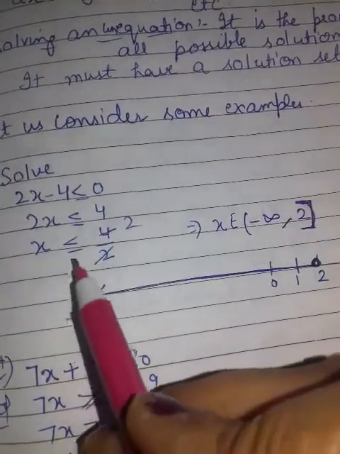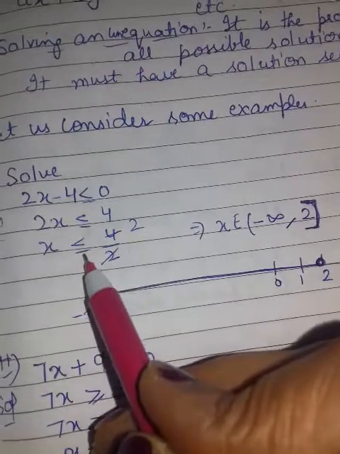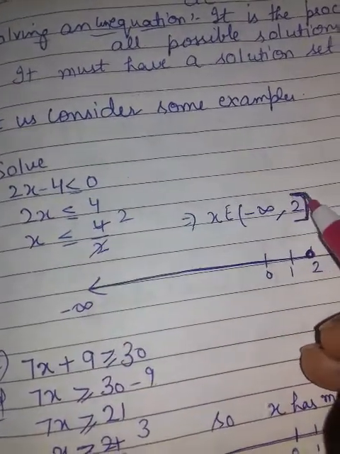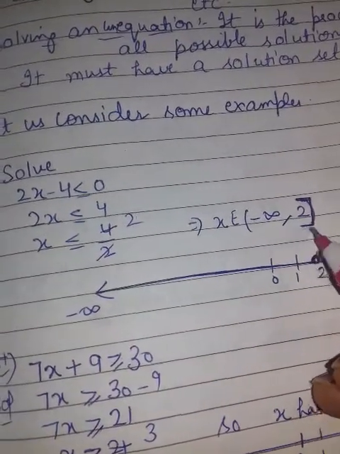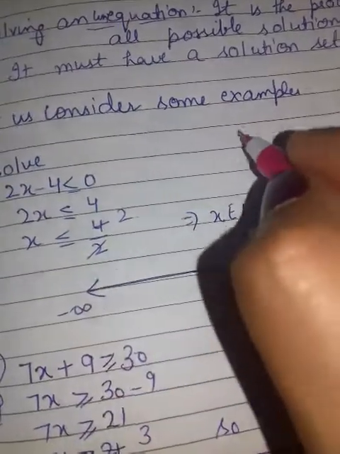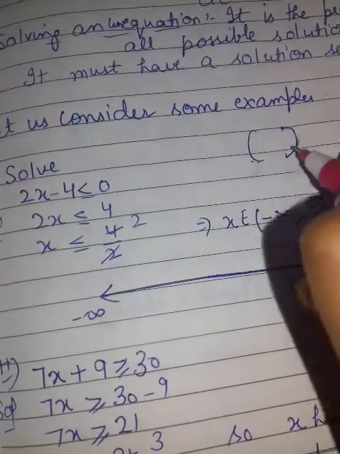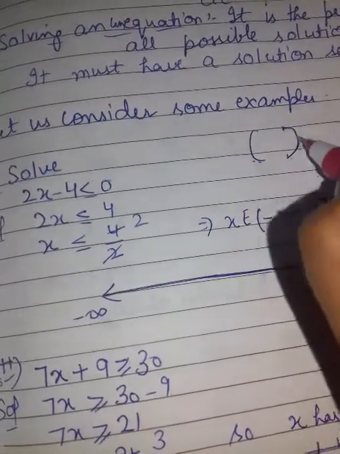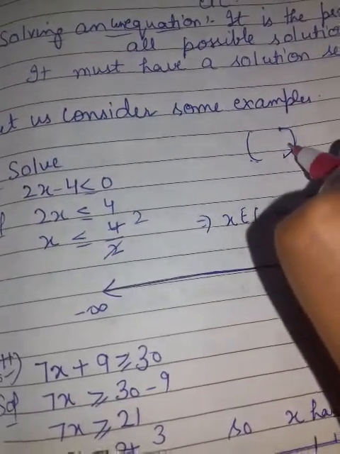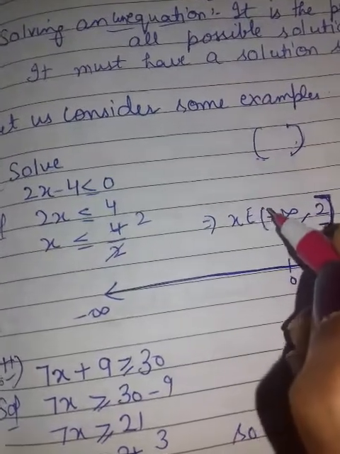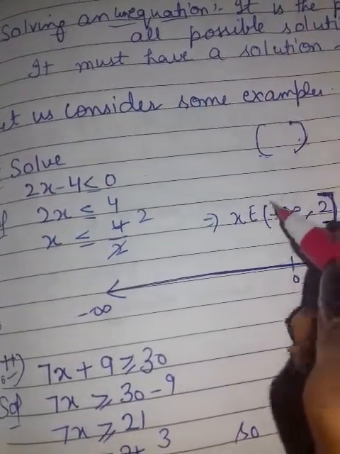One thing to remember: whenever equality is there, you take the square bracket. Whenever equality is not there, you take the open bracket like this, because in this bracket the extreme values will not be included. But with infinity you will take only the open bracket.